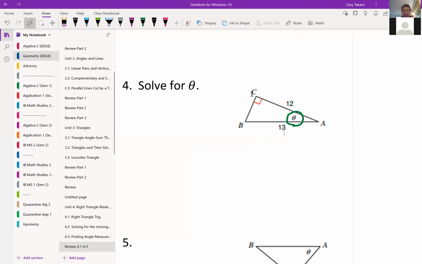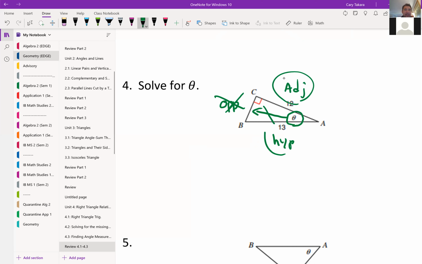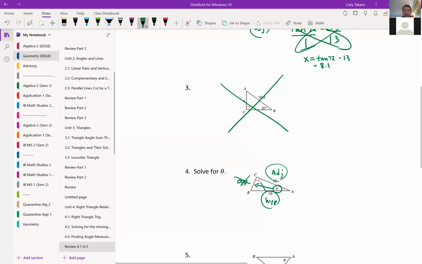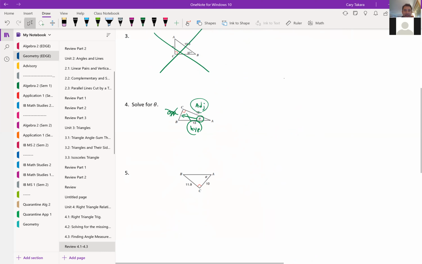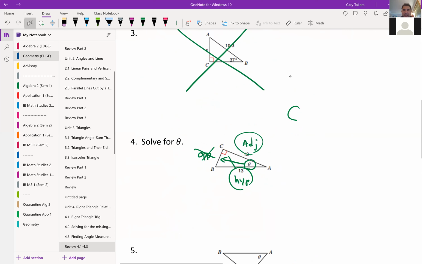Yeah, this is going to be a cosine problem, isn't it? Right? It's opposite. There's nothing on opposite. Hypotenuse is this side. And this has to be adjacent. So it's an adjacent and hypotenuse combination. That's cosine. Yeah. So it's the CAH, right?